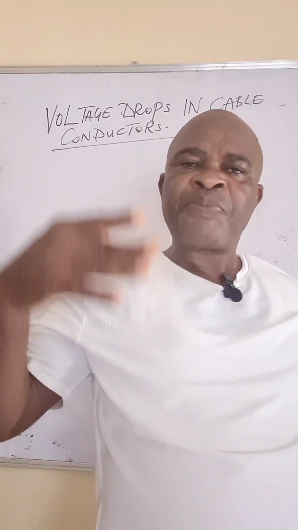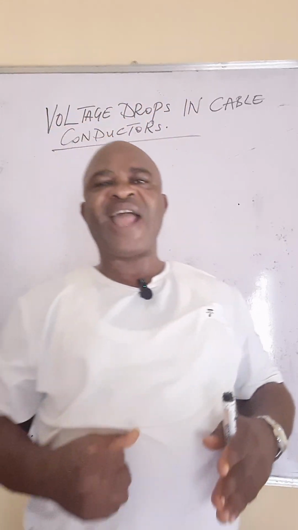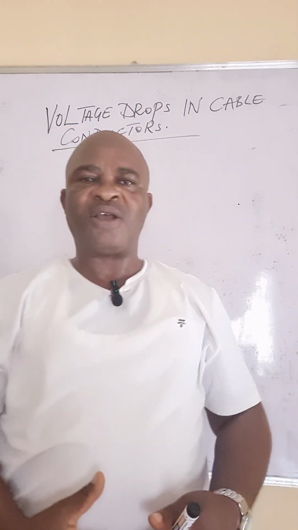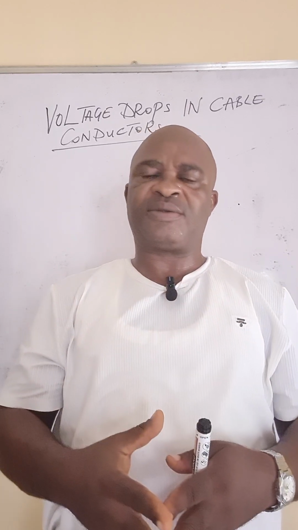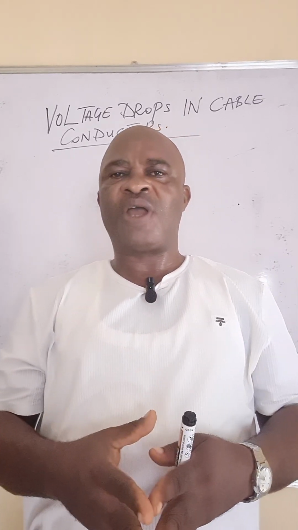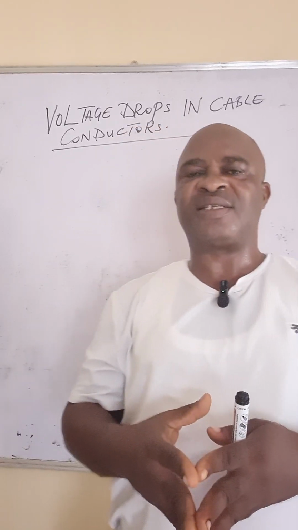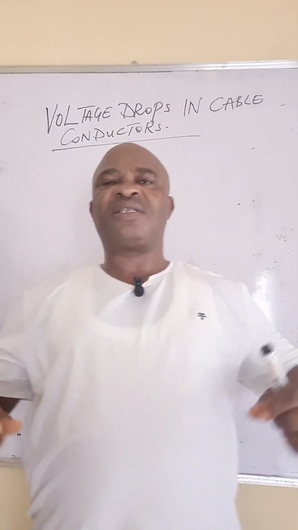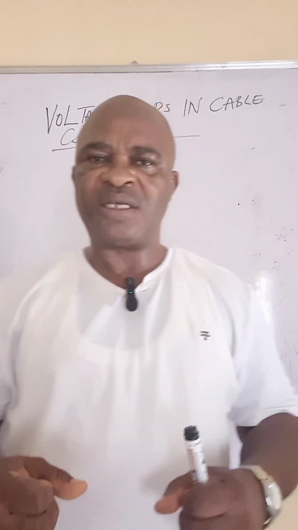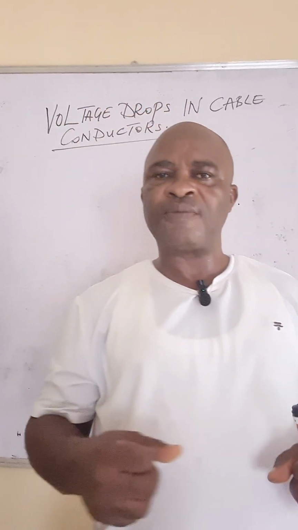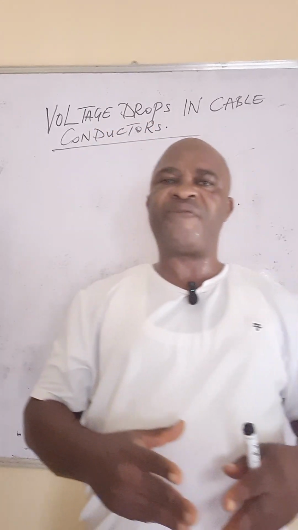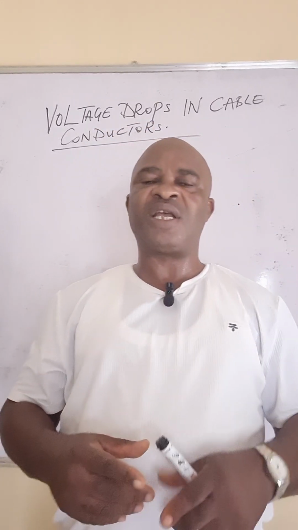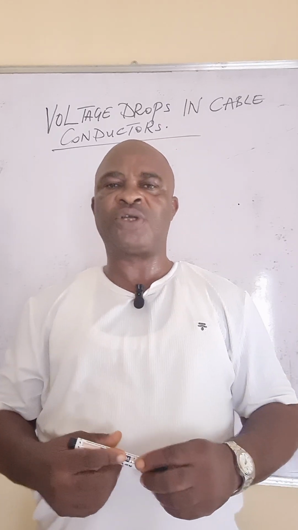So voltage drop is defined as the decrease or reduction in electric potential in a conductor as a result of what? Resistance. What it means is that resistance is a very big function of voltage drop, because it's as a result of resistance that voltage drop occurs.